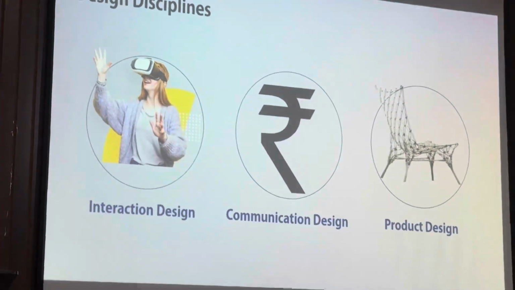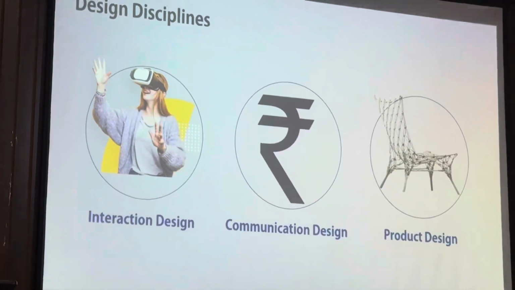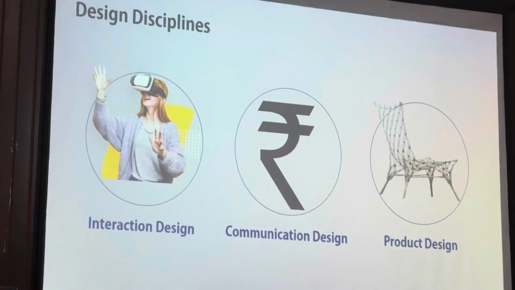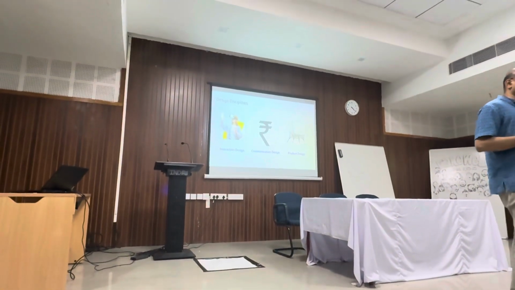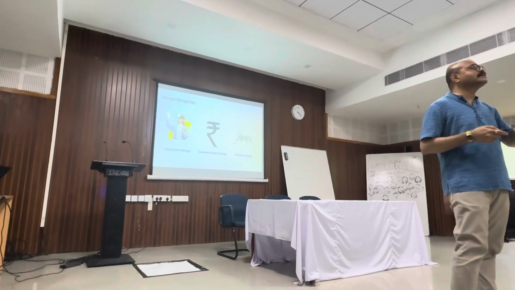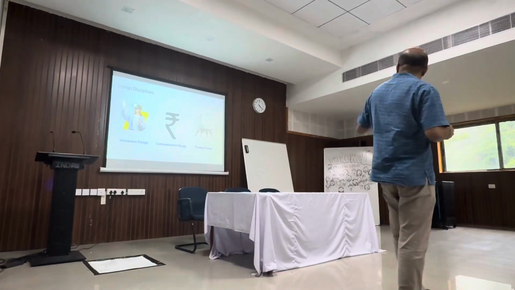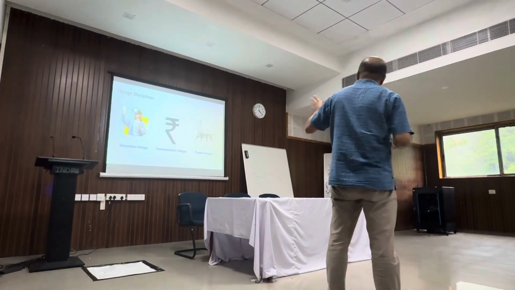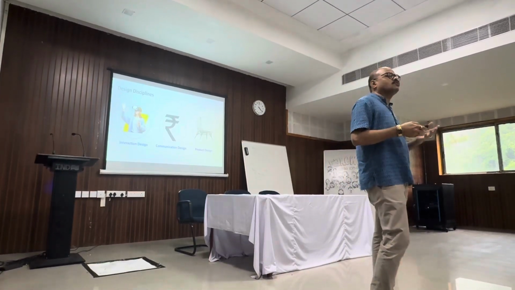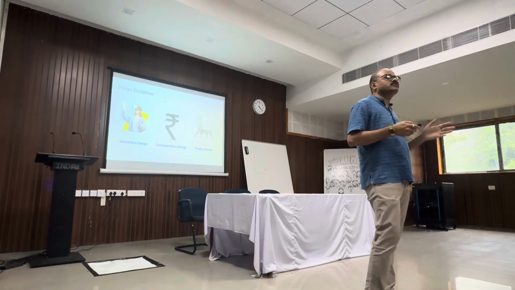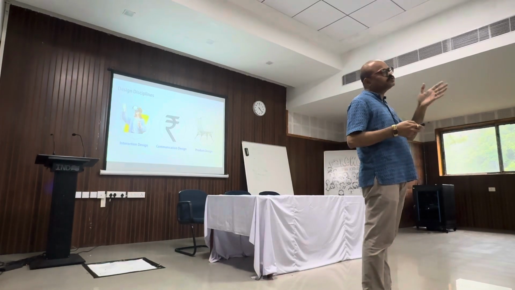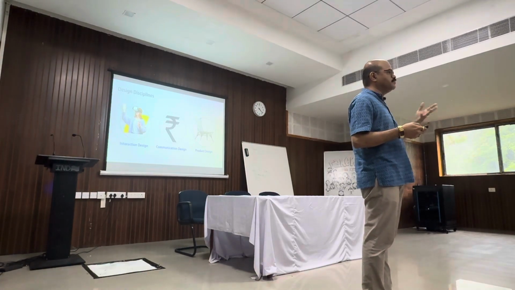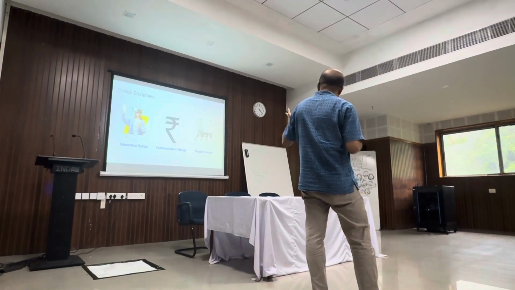If you see the design disciplines, we do not have a formal bifurcation, unlike mechanical, where you have very formal bifurcation like manufacturing or thermodynamics. Here, depending on the kind of electives a student takes, we have some kind of bifurcation. One is interaction design. Many times we call it user experience design or human computer interaction. Most of the kids are taking a huge interest in interaction design. Other is communication design.